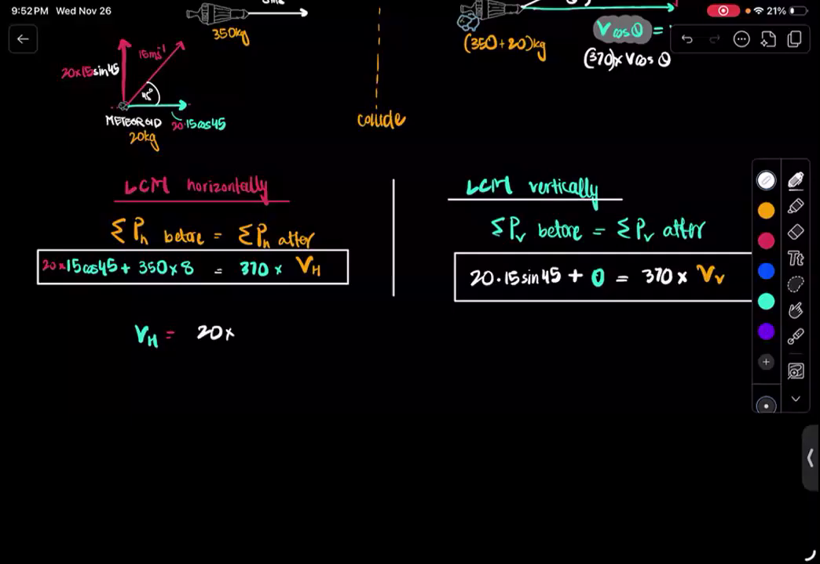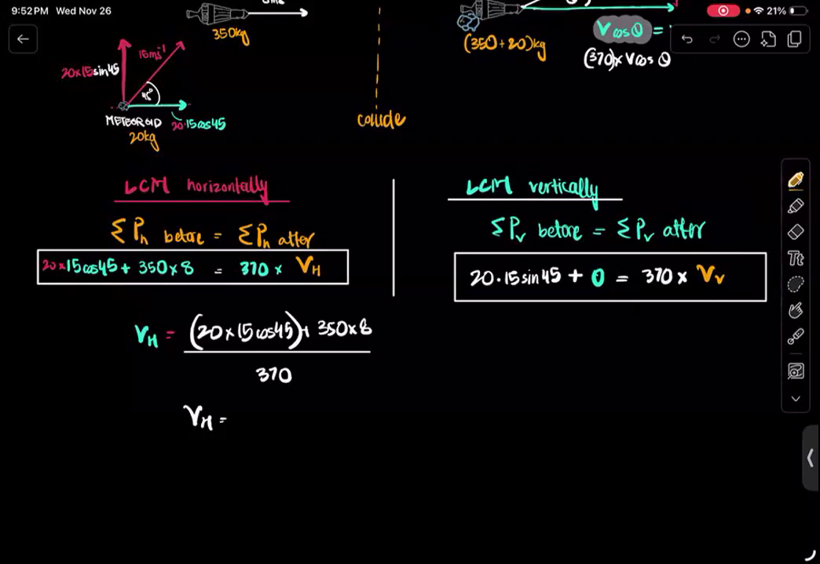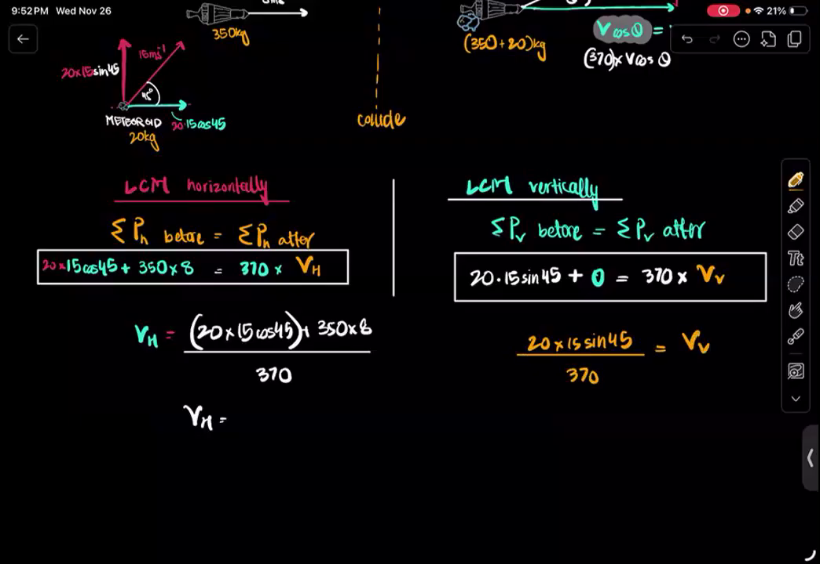I'm writing down the expression 20 into 15 cos 45. Make sure you're using brackets, right? Plus 350 into 8 divided by 370. That would be equal to horizontal velocity. Do put that in the calculator and let me know what that comes out to. And I'm doing it for the other one: 20 into 15 sine 45 divided by 370 is vertical velocity.